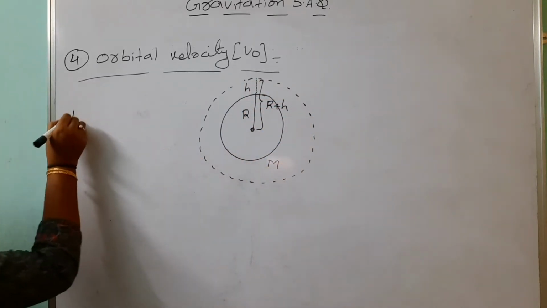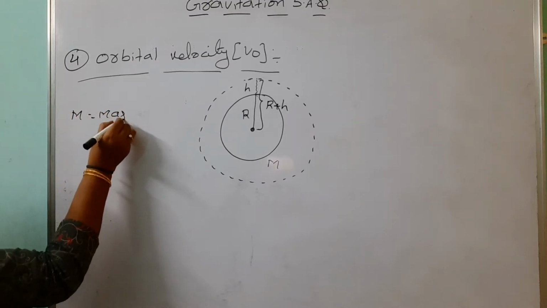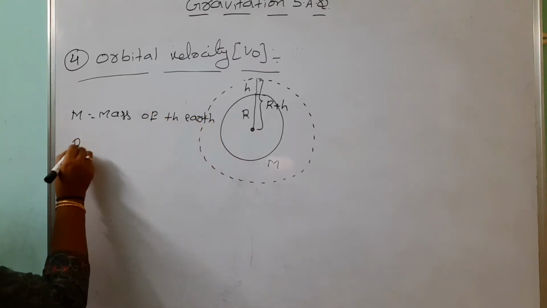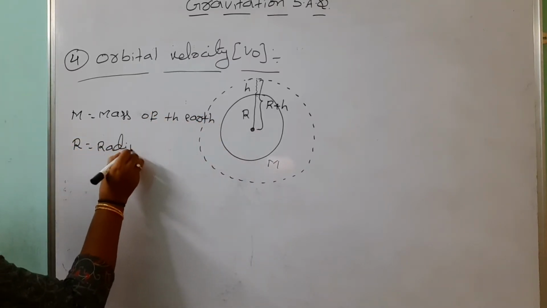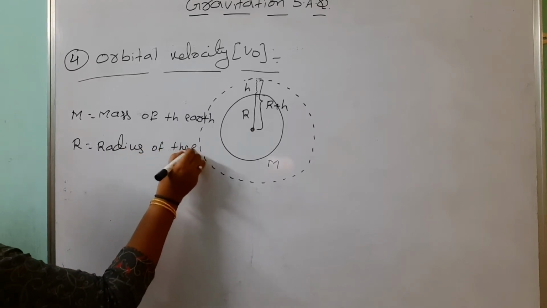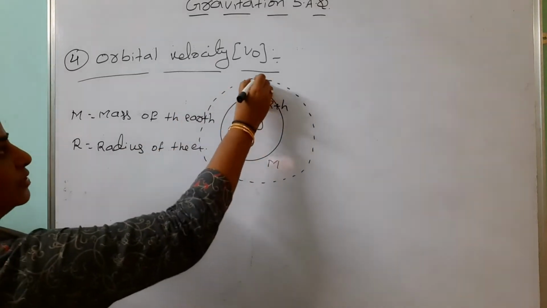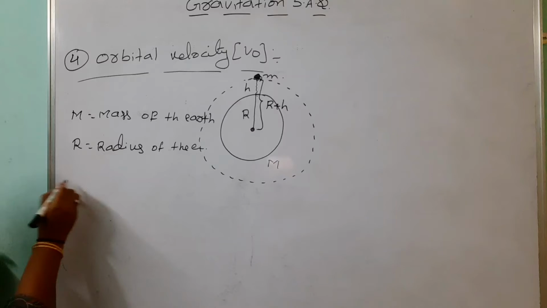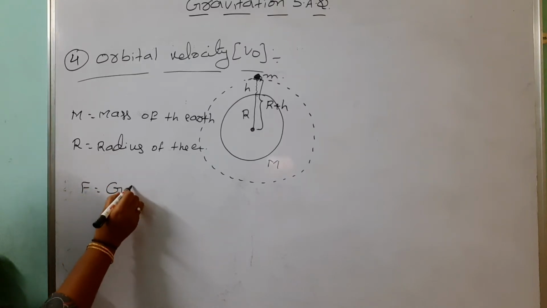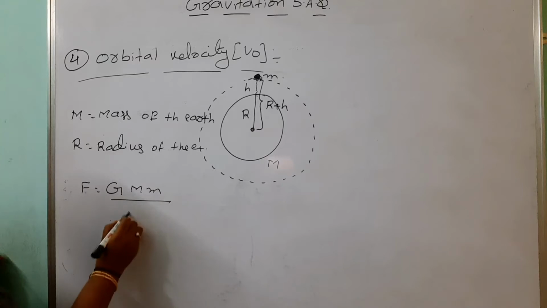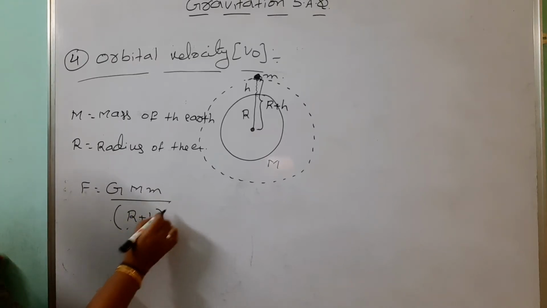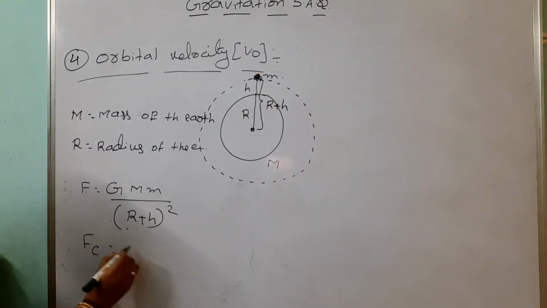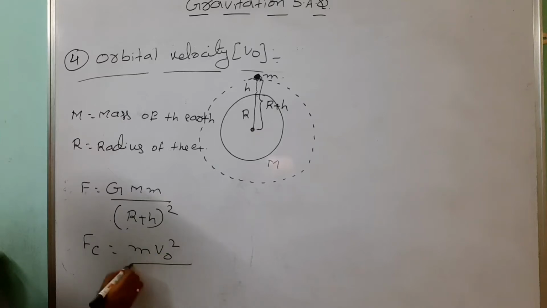M is the mass of the earth, and r is the radius of the earth. We know how much gravitational force is acting. Here the mass of the body is m, small m. From Newton's law of gravitation, F equals GMm by (r plus h) whole square. But here it is having the centripetal force, m v0 square by r plus h.